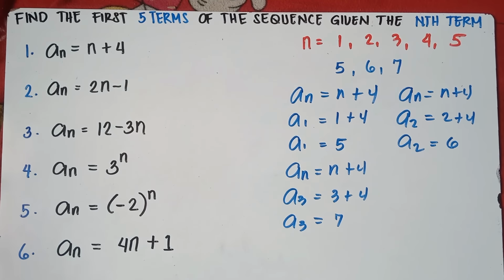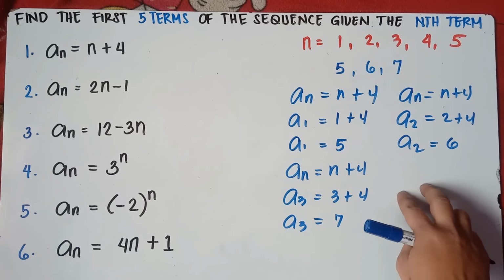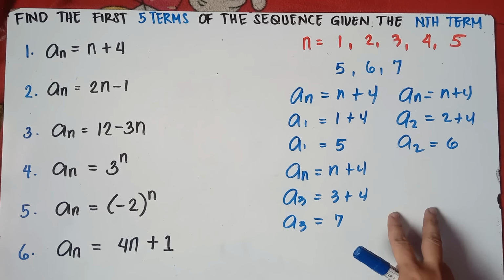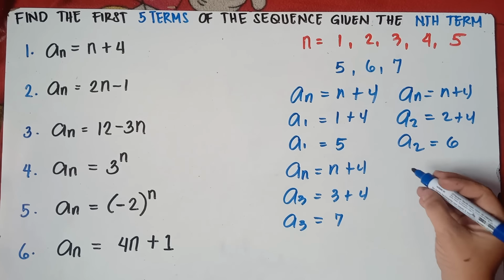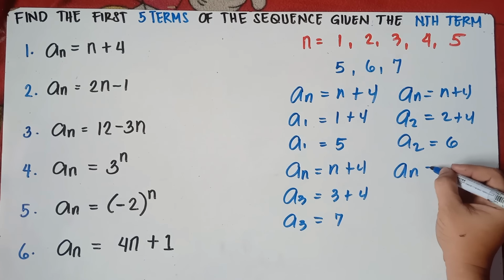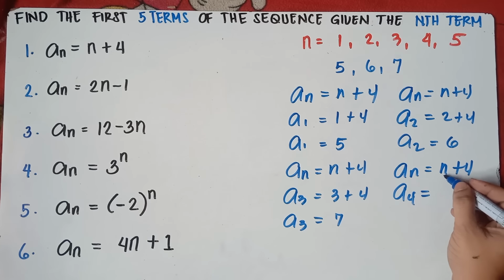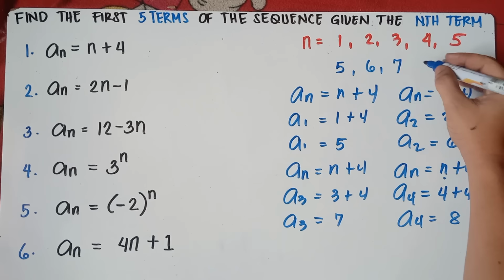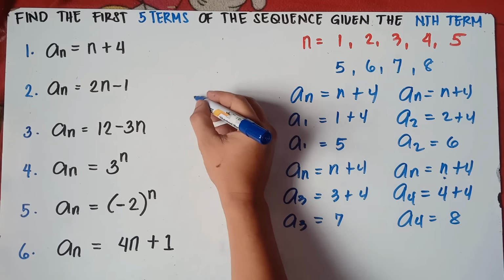If the teacher allows you to do it manually without making the solution for the fourth and fifth terms, that would be great, but since we need to check this one, you're making the solution. So we will be writing the fourth term. A sub 4 equals n plus 4, n is 4, so 4 plus 4. A sub 4 is equal to 8.